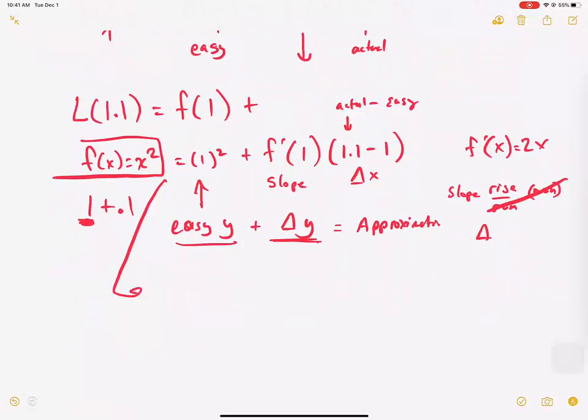So jumping over here, I'm sorry, it's kind of messy, but that's 1 plus, what's the derivative? We said it's going to be 2x. So 2x times 1, 2 times 1 is just 2. What is the difference from our easy point to our actual point? Very small. We only went a tiny step, that's 0.1. So 1 plus 0.2 is equal to 1.2. This is our approximation.